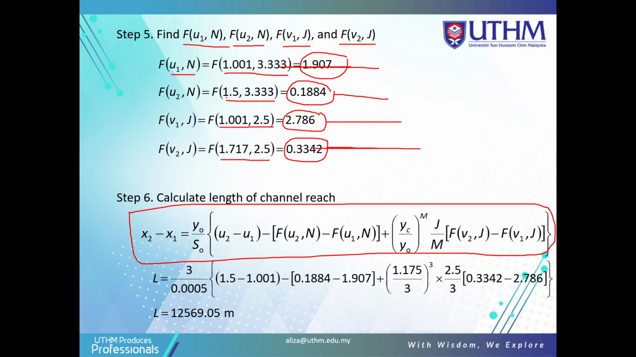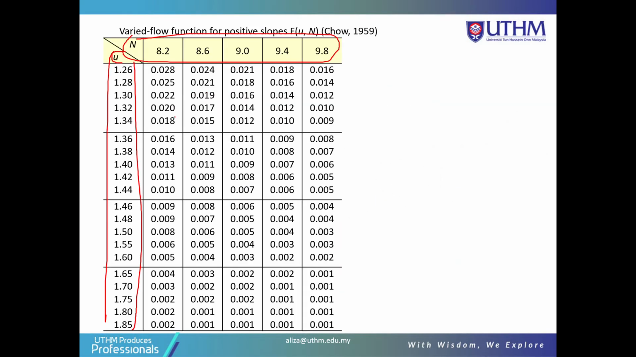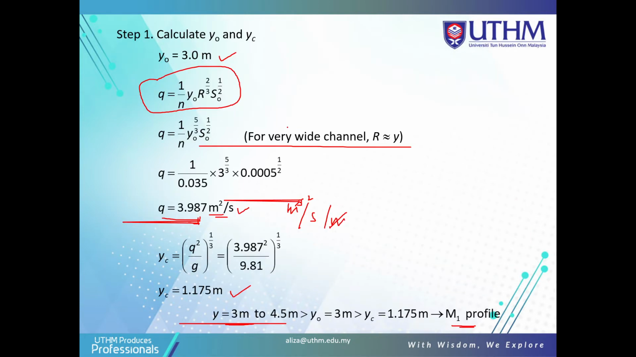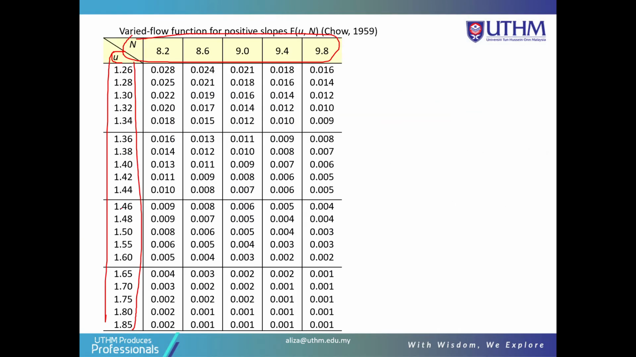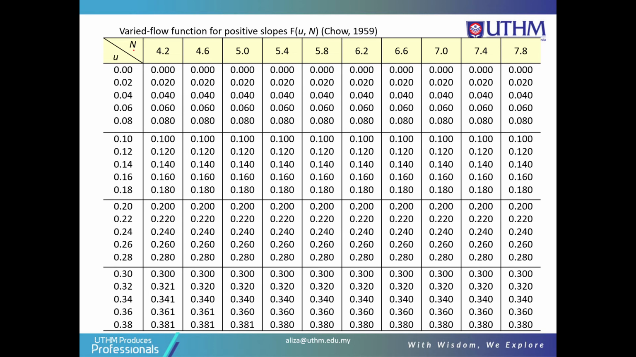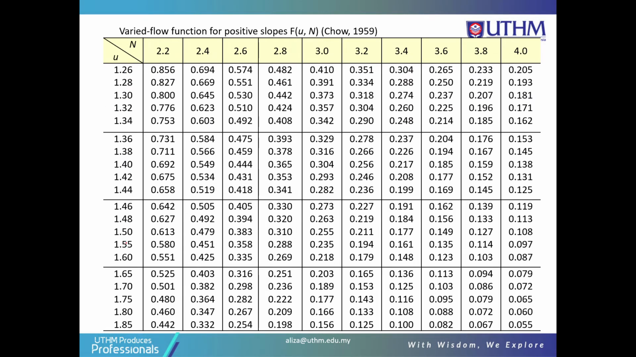So also to find F1.5, 3.333, and how to get this one, you must look at the table here. The table is based on 1.5 and 3.33. For 1.5, you must find the U, which is 1.5 here, and the X here is 3.333. So you must find the value at this part, X here, between 0.211 and 0.177.